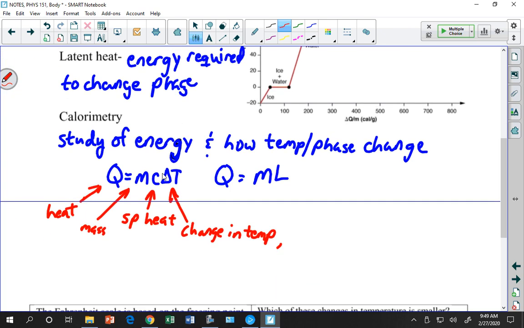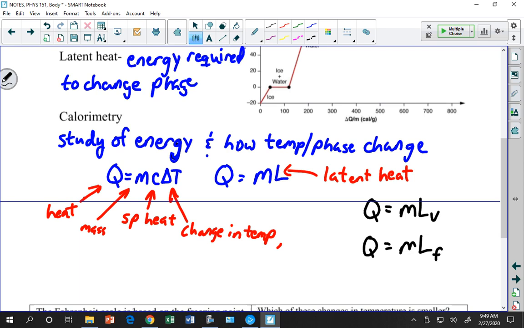This other equation is a similar thing, but this one is regarding the latent heat. That's what this L is, the latent heat. And you might remember, or if you don't, I'll tell you right now, that there are actually two equations here. Q is equal to M times LV, and Q is equal to M times LF. Do you remember what the V and the F mean?